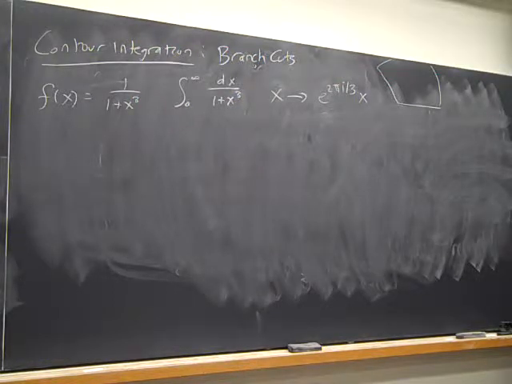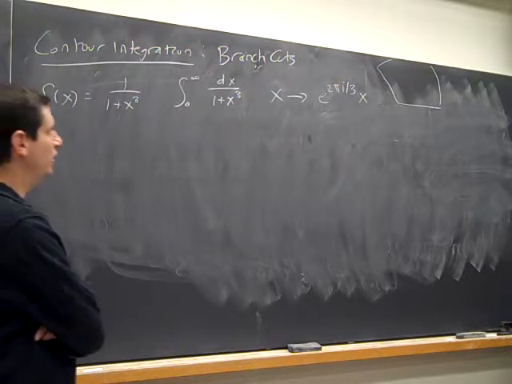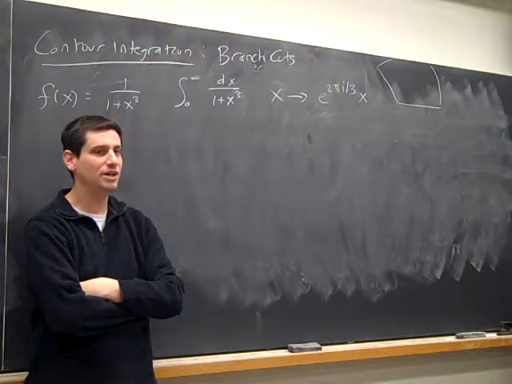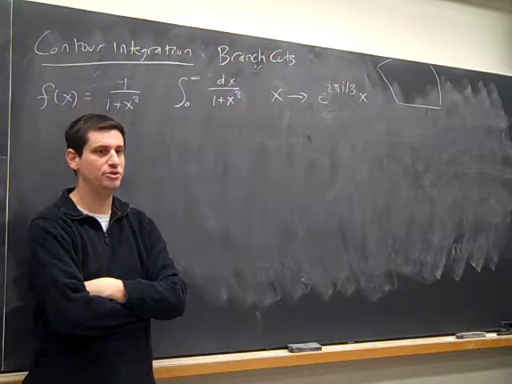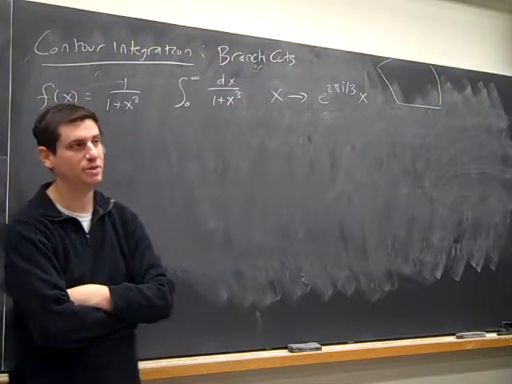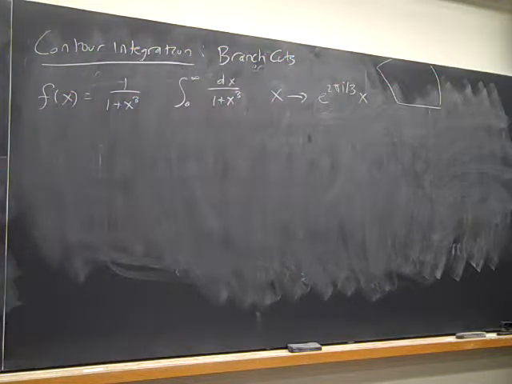And the difficulty is you have to really think what's going on. X cubed, well, when is that not going to be changed? It's not going to be changed if I multiply by a cube root of unity. Right? I want to describe the branch cut.